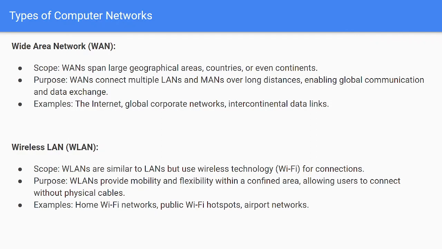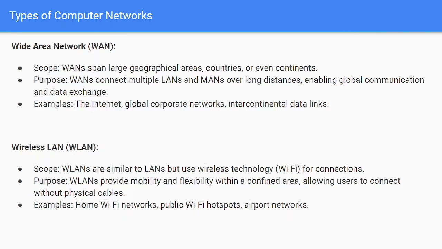So we have the wireless LAN. The wireless local area network is similar to a local area network but wireless for connection, using Wi-Fi technology. A wireless local area network provides mobility and flexibility within a confined area, allowing users to connect without physical connection and cable. So let's say for example your house, you set up your Wi-Fi, maybe you're using something like Spectranet, an MTN router, or you bought an Airtel router.